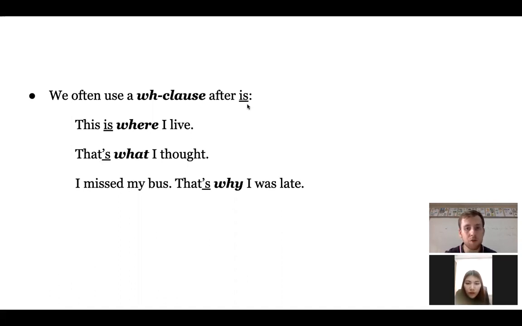So is clause, so is, it means that is, but normally when we speak, we say that's. We kind of skip that. It's too long, so we try to make it shorter in regular, informal speech. That's what I thought. That's what I thought. One more time. Let's just say it slowly. That's what I thought.